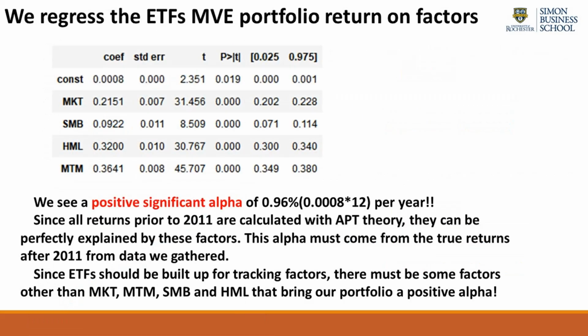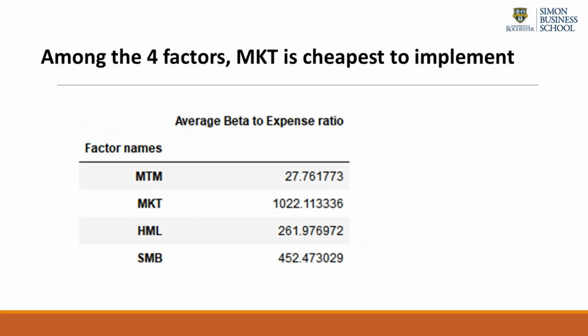Then we regress the ETF's MVE portfolio return on factors. We see a positive significant alpha of 0.96% per year. Since our returns prior to 2011 are calculated with APT theory, they can be perfectly explained by these factors. This alpha must come from the true return after 2011 from data we gathered. Since ETFs should be built for tracking factors, there must be some factors other than market, momentum, size, and volume that bring our portfolio a positive alpha. From our result, among the 4 factors, market is the cheapest to implement according to average beta to expense ratio.